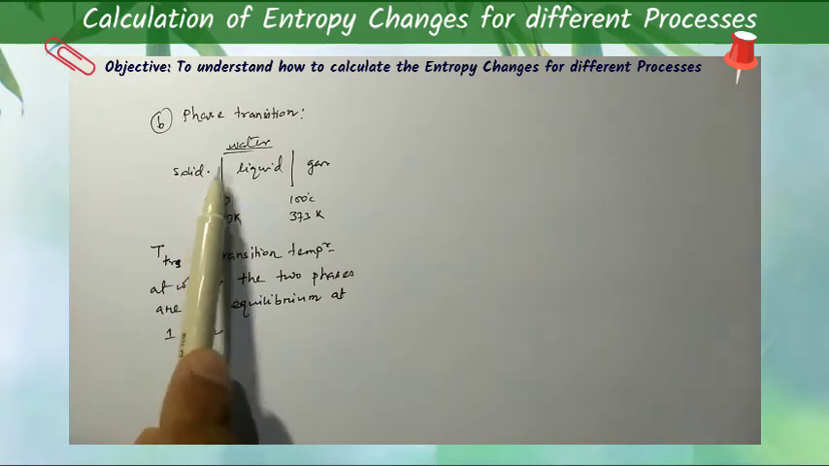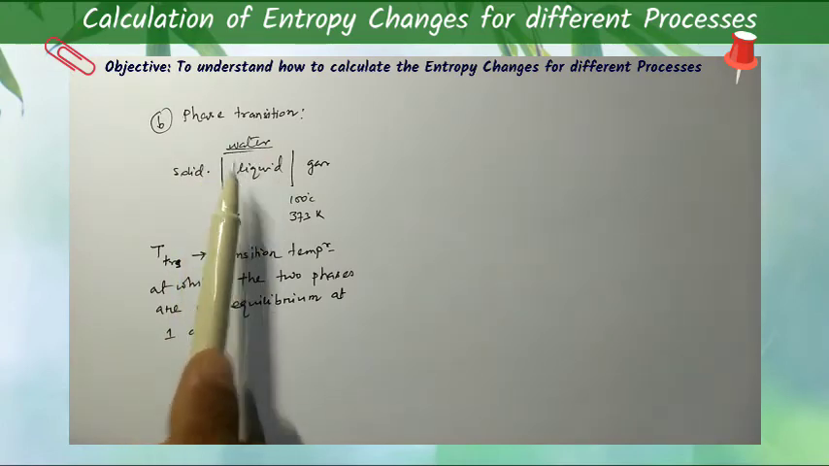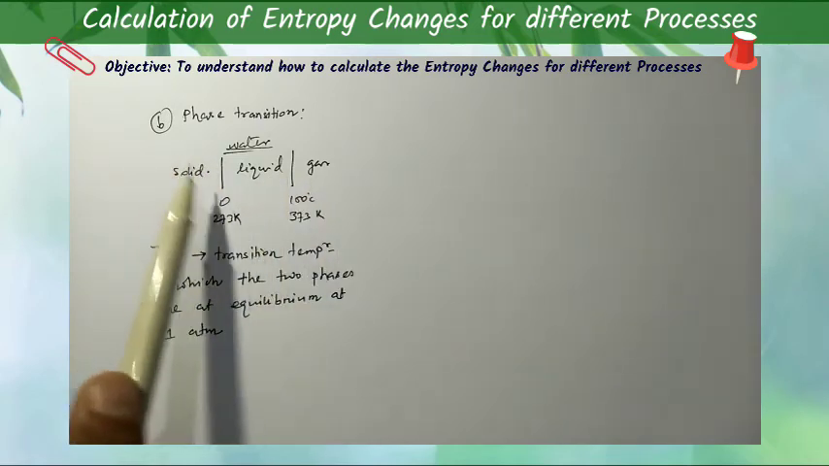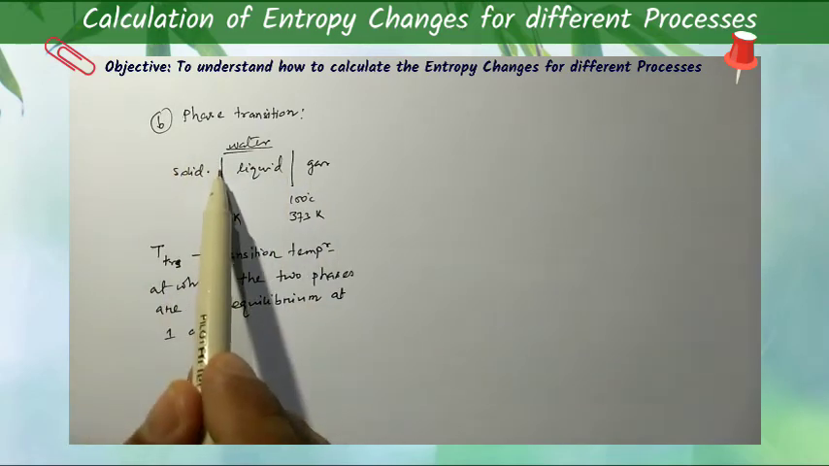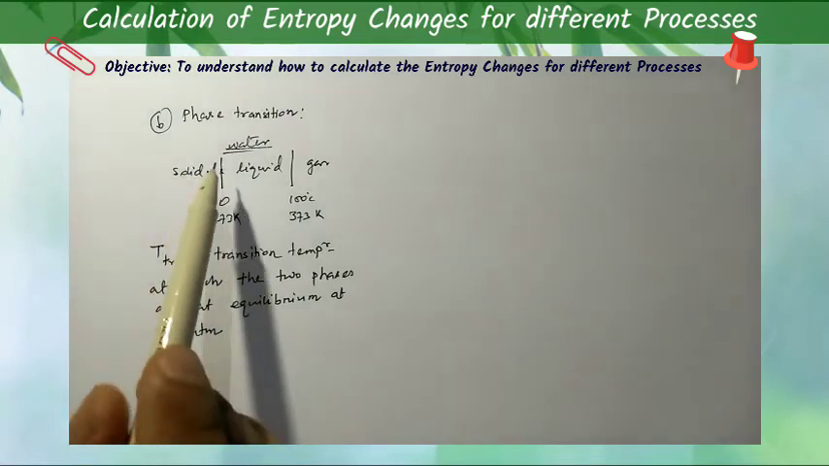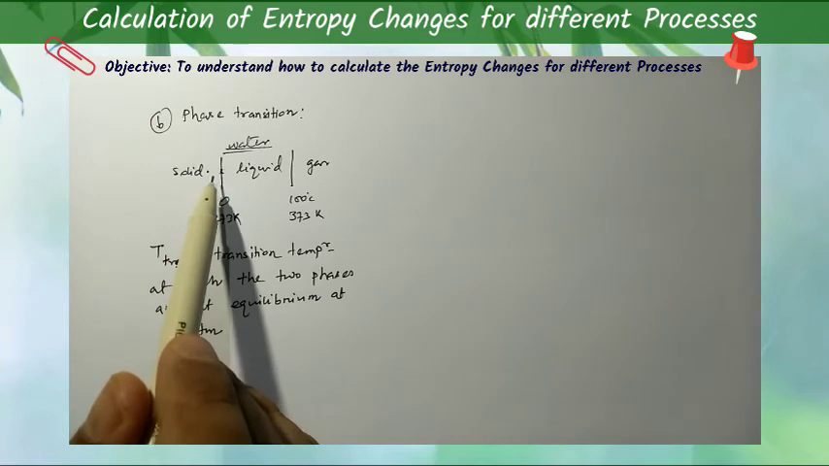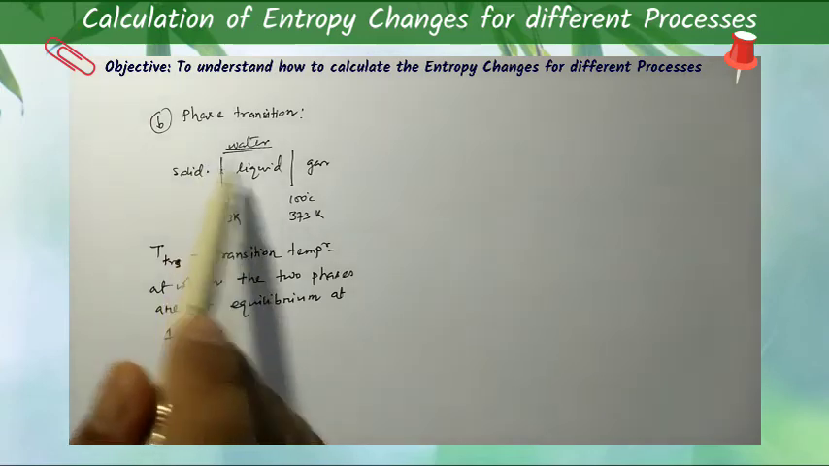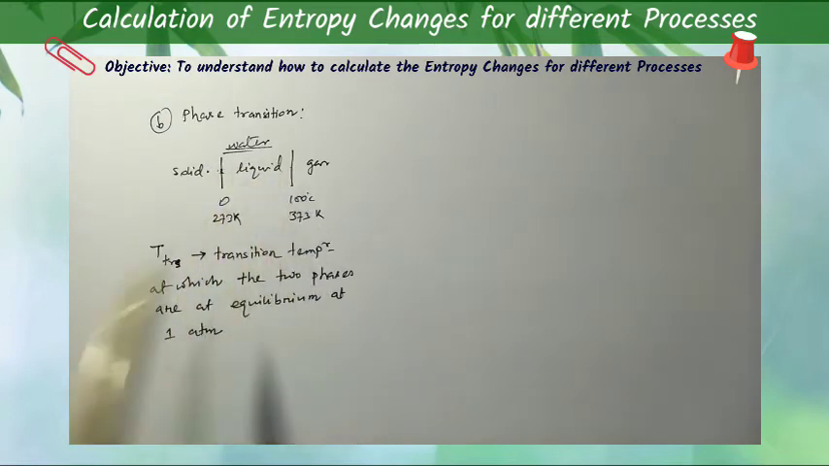This phase transition process, from solid phase to liquid phase or liquid phase to gas phase, happens at that equilibrium position. So this is a reversible process. Why reversible? Because the two phases in that system are at equilibrium. This process is reversible, and this process is also reversible. Clear? So now coming to our main point, which is what we have to calculate.